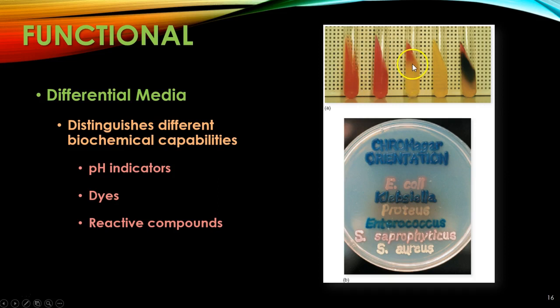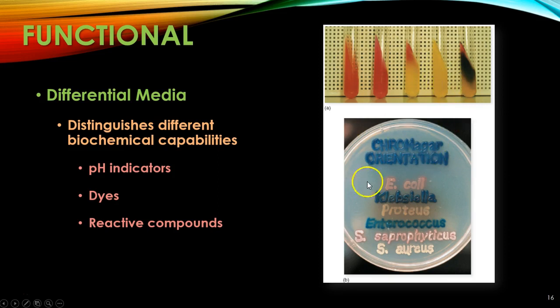This particular bacteria is able to utilize one of the sugars, but not the other two. This one's using all three of the sugars, and it's producing acid. And this one's actually taking the iron that we have in there, and it's precipitating it and giving you this black color. So we use pH indicators that tell us when acid's being produced.